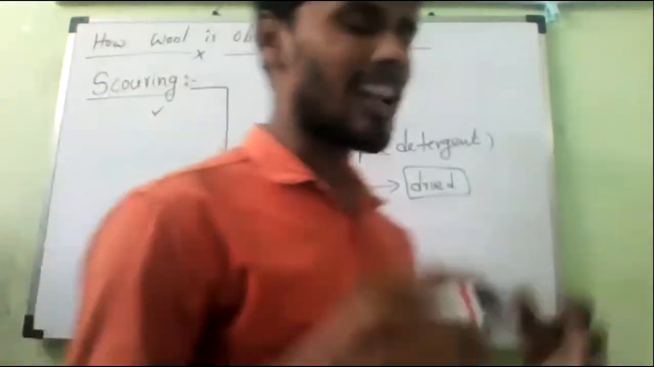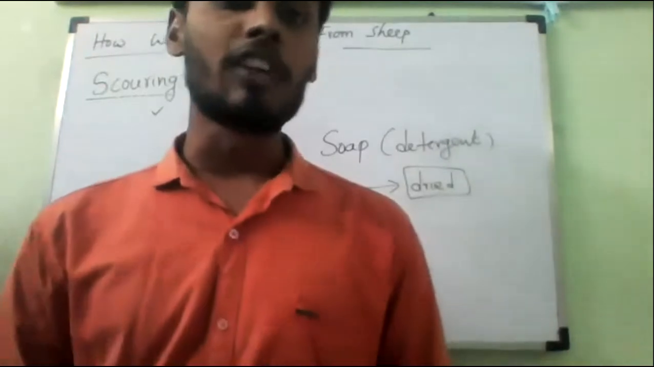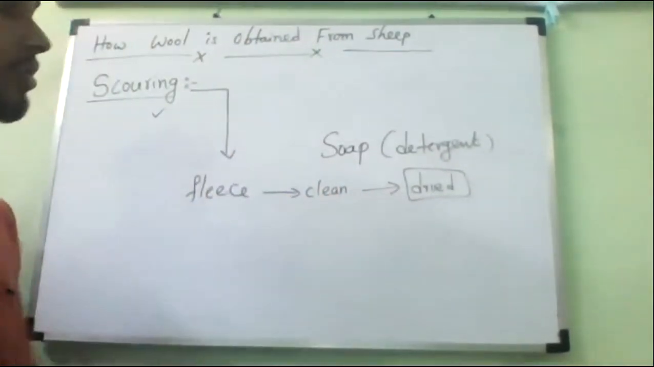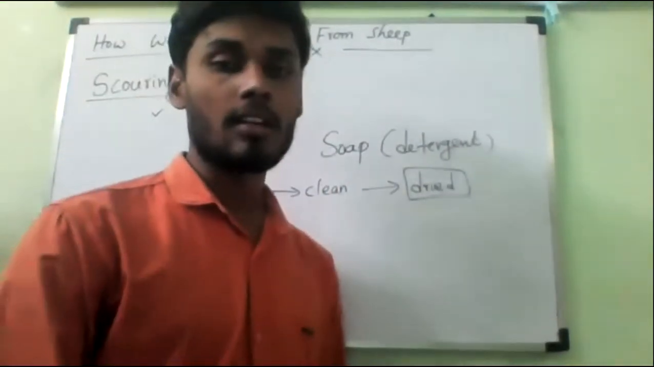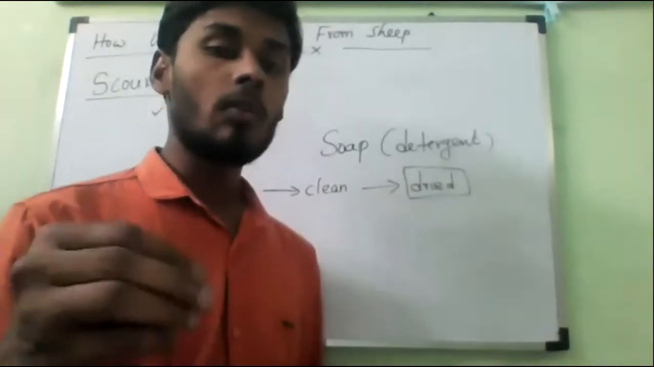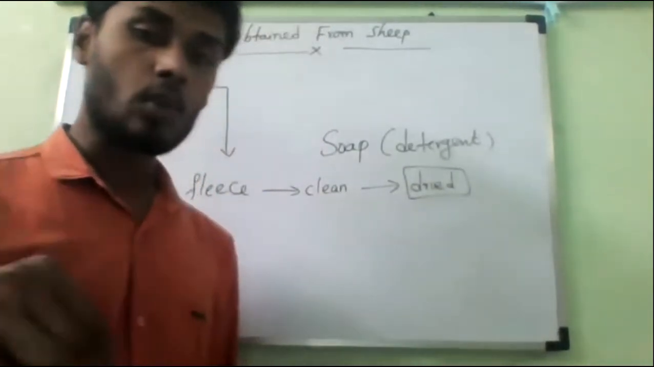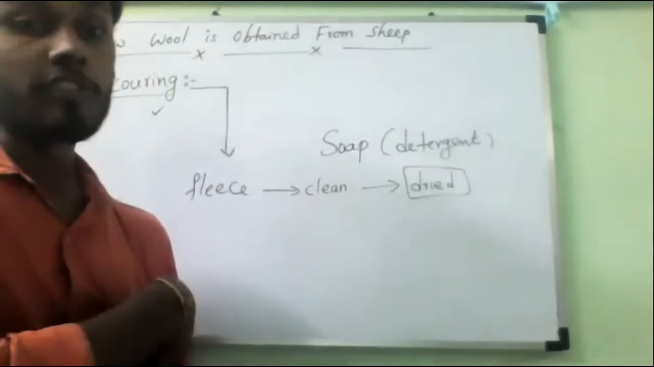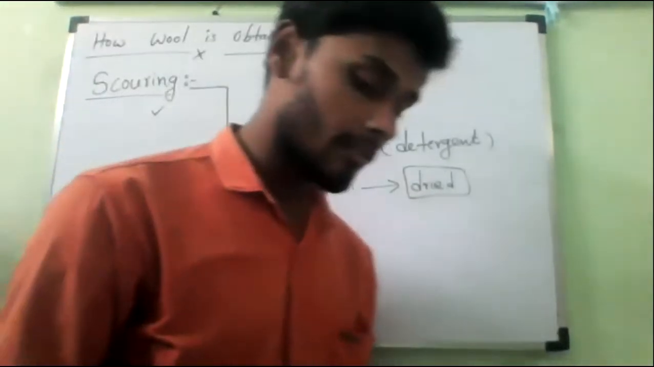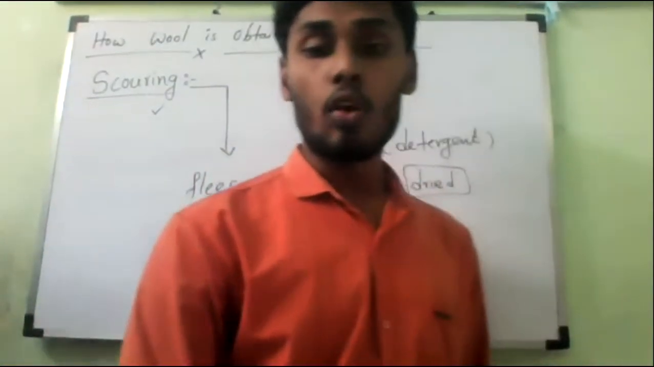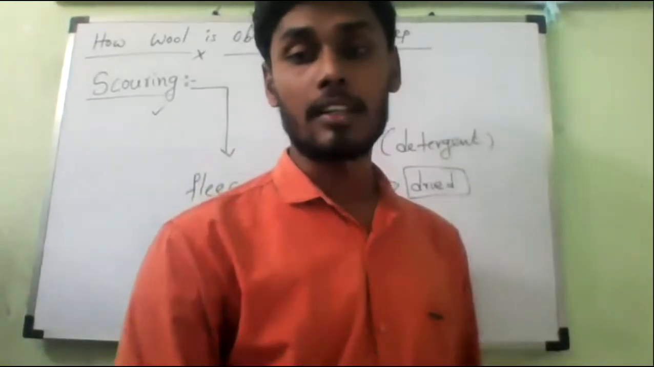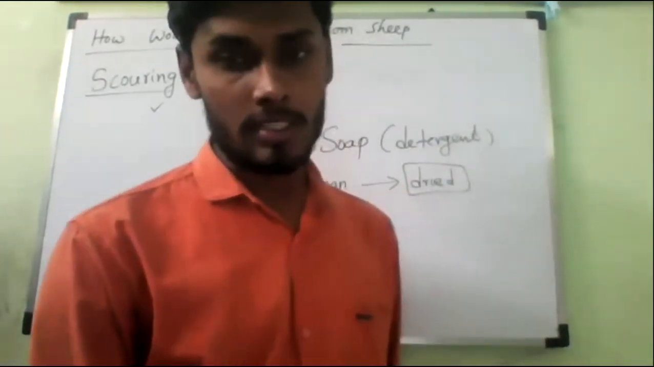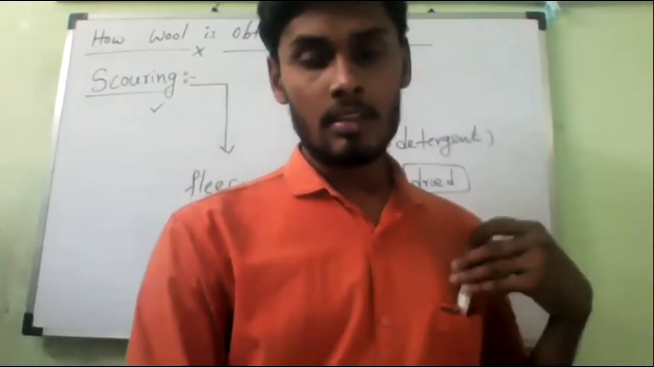Removing dust, dirt, and all unnecessary substances from the fleece is only called scouring. Do you understand or not? How can we remove it? By soaking in water. A lot of water in a tank. With what? Soap or detergent. That is what you should remember. Do you understand? Yes, sir.